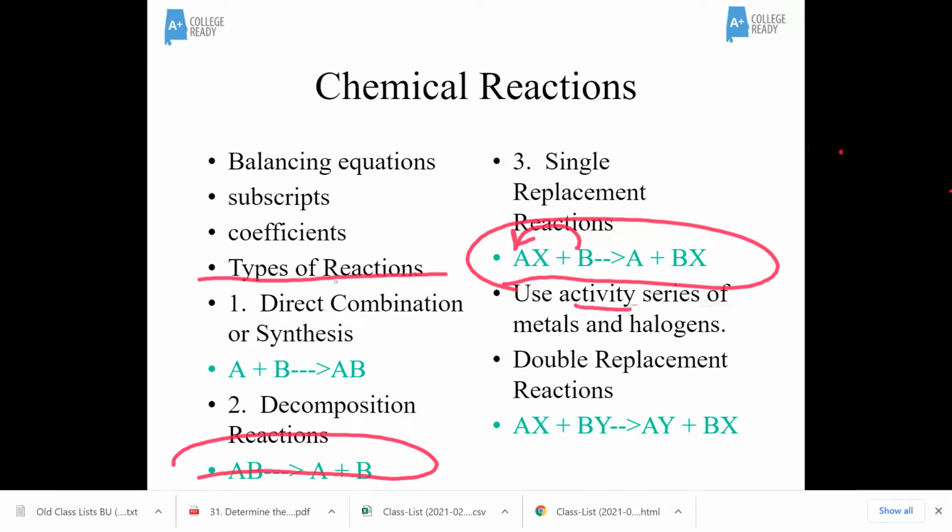Using the activity series, there are some elements that are more reactive than others, and there is a list of those, and you use that list to predict what will replace what, okay? And we'll get to that in a minute. And then double replacements are really easy. You have two compounds and everything switches partners, and you make two new compounds, okay?